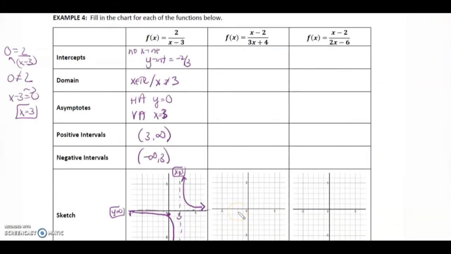Okay, f of x equals x minus 2 over 3x plus 4. So let's do the x-intercept, so sub in y equals 0. Okay, when we cross multiply the denominator, the x-intercept's just when the numerator equals 0. So we get x equals 2. Okay, for the y-intercept, we sub in a 0 here and a 0 here. So we get negative 2 over 4, which is negative 1 over 2.